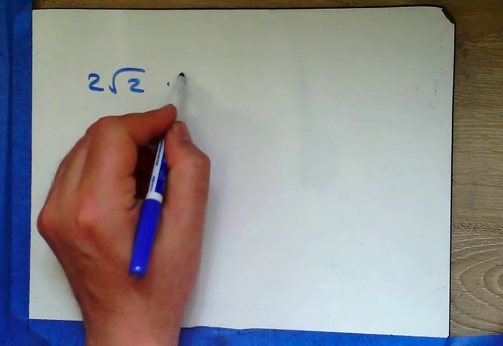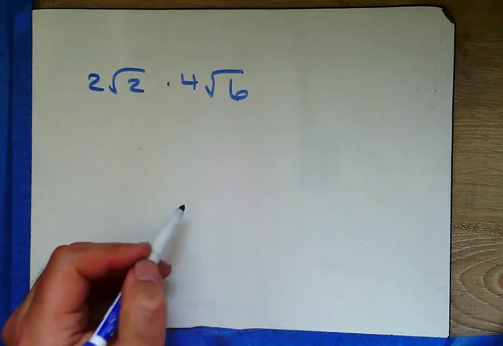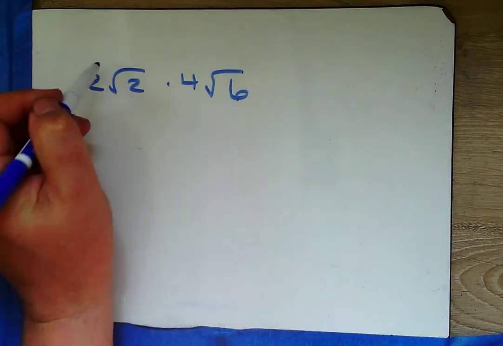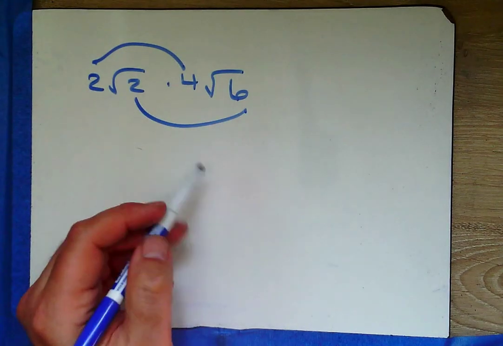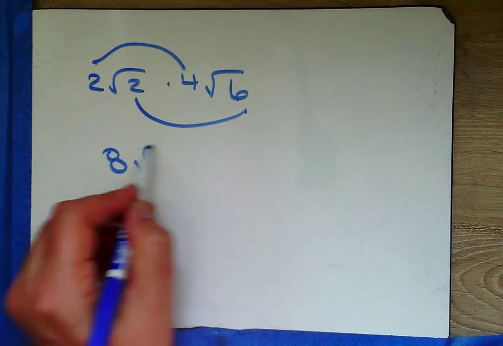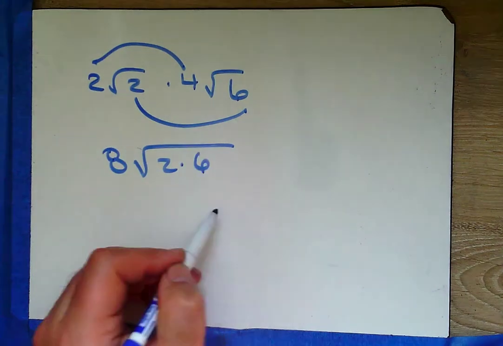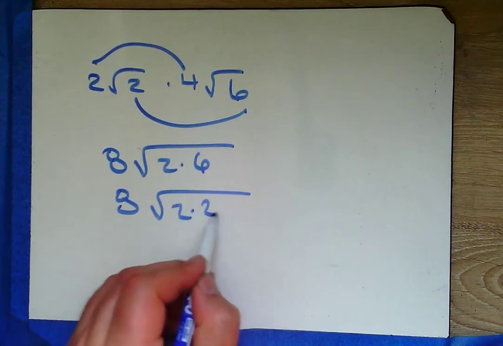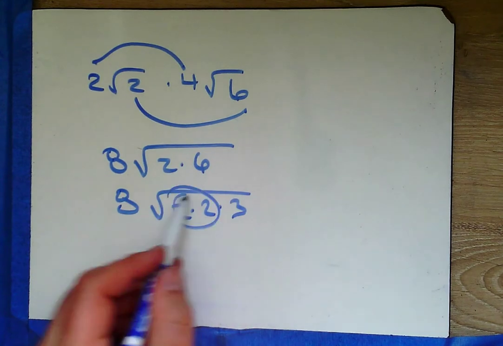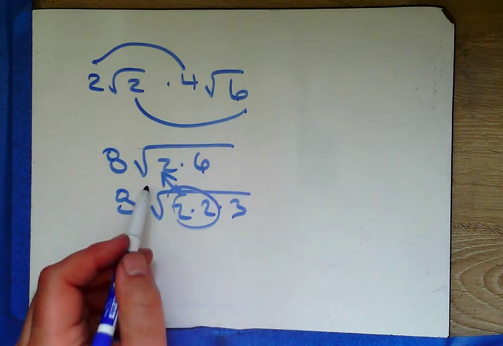How about this? 2 root 2 times 4 root 6. Well, here, the coefficients can be multiplied, and the radicands can be multiplied. So I'm going to have 8, and then under the radical, 2 times 6. I know that 6 is 2 times 3. Well, look, a pair of 2's. So the 2 comes out.